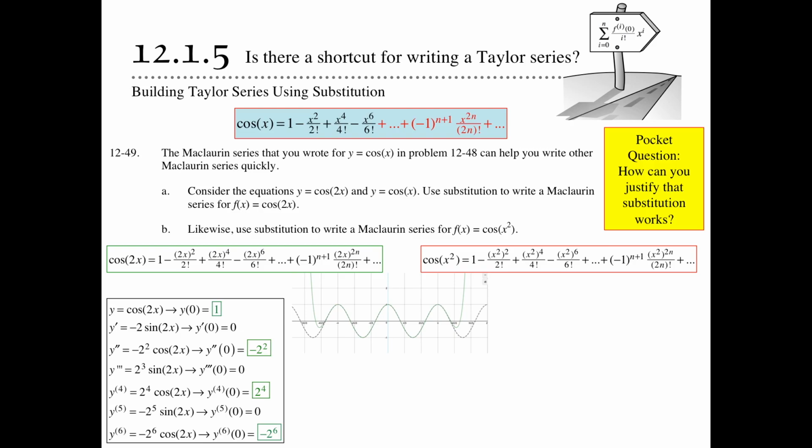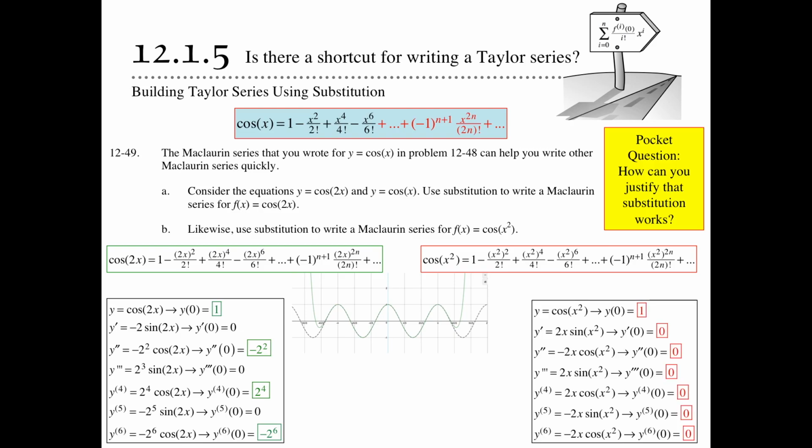But for part B, the derivatives of cosine of x squared all equal 0, which does not match the coefficients of the numerators of the series that they found using substitution. So consequently, graphing and comparing is the best way to verify that this series is correct.